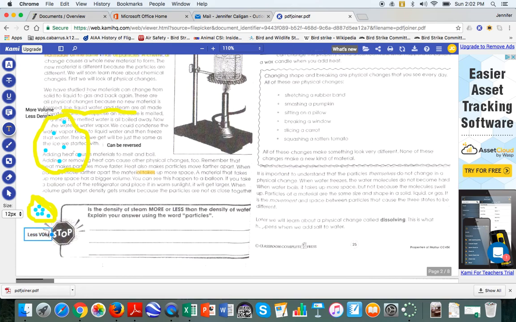But if that helps a little bit. I hope so. It's kind of a hard concept. So down here it says, is the density of steam more or less than the density of water? Explain your answer using the word particles.